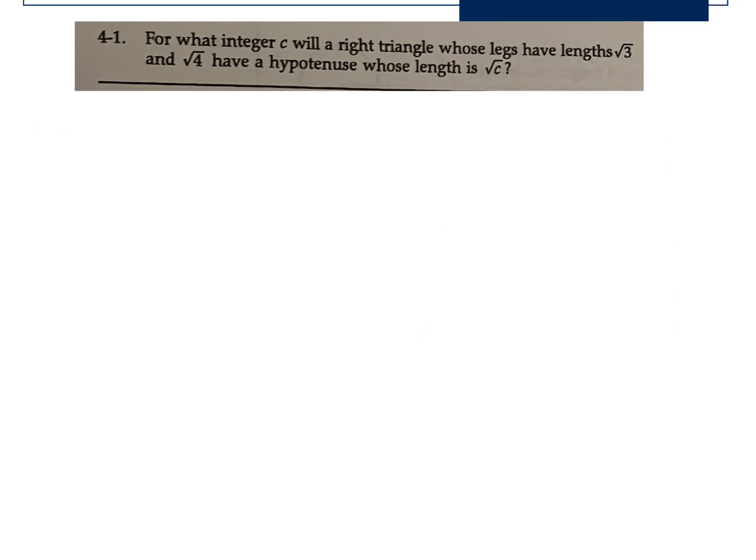For what integer c will the right triangle whose legs have lengths root 3 and root 4 have a hypotenuse whose length is root c? So let's make a right triangle and put the hypotenuse and then the other two legs, and let's see what we get.